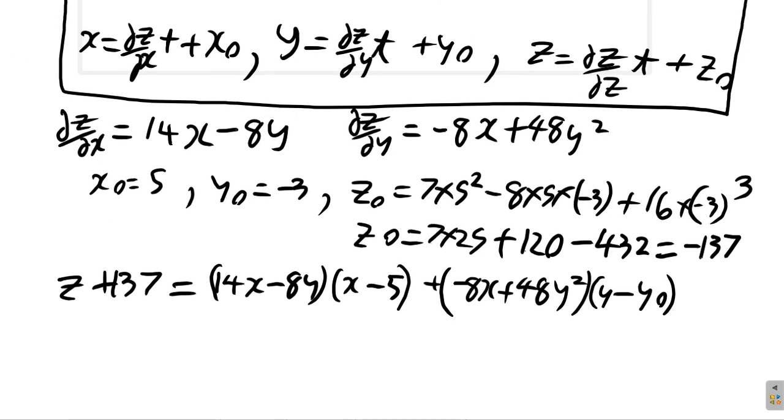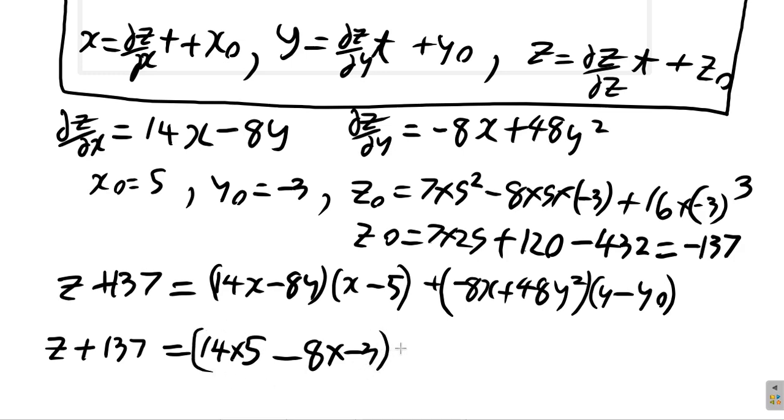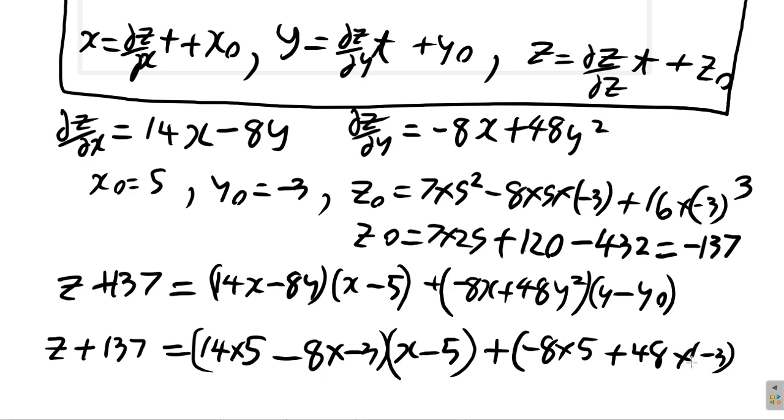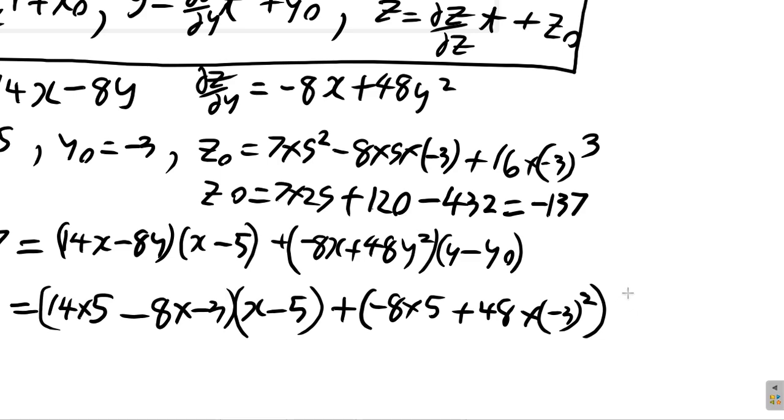Now, at the particular points, we have z plus 137 equals 14 times 5 minus 8 times negative 3 times x minus 5, plus negative 8 times 5, plus 48 times negative 3 squared. y minus y naught is negative 3, so it's y plus 3.